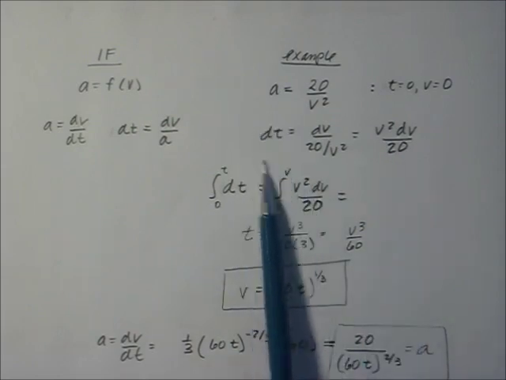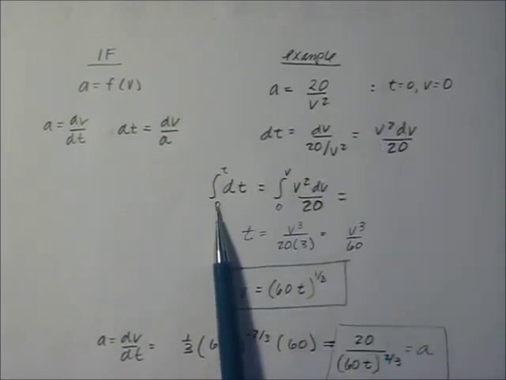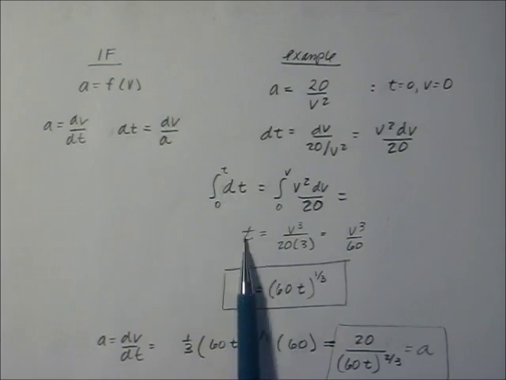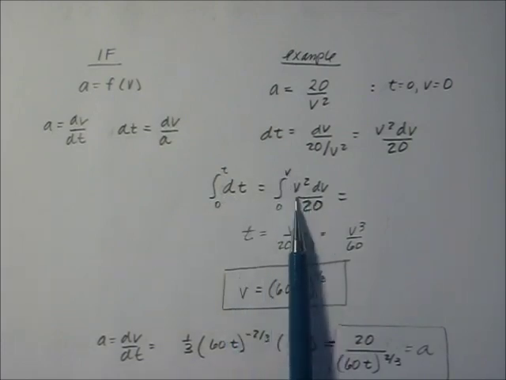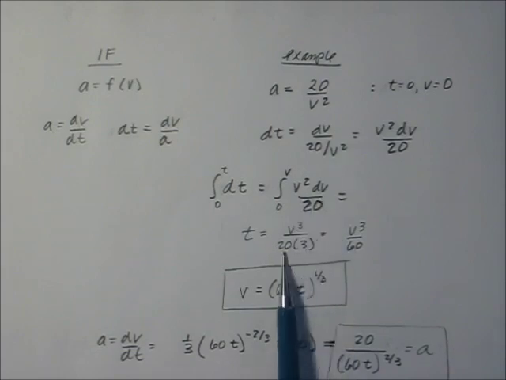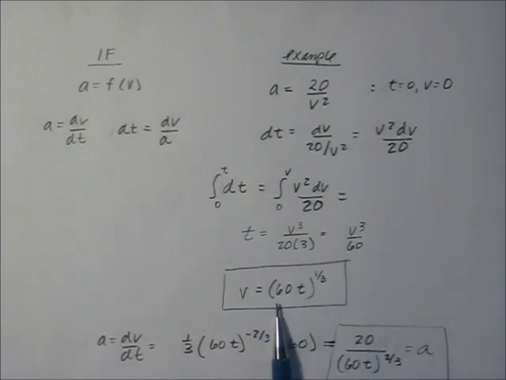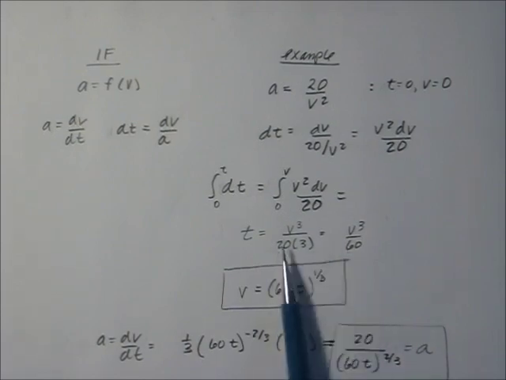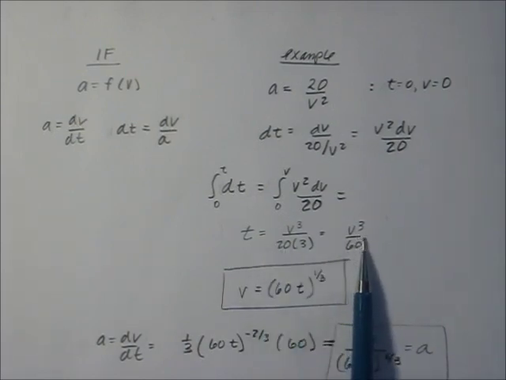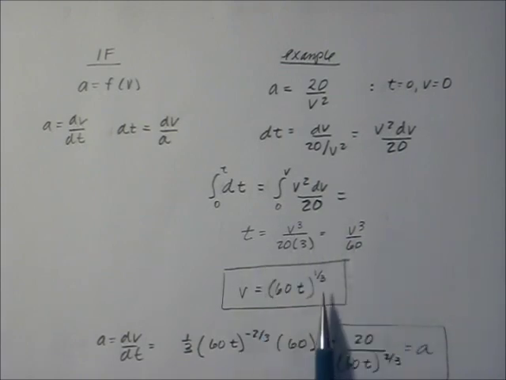Now I can integrate both sides here. This goes from 0 to t, so that's just t. This one goes from 0 to v, so that's v squared, which integrates to v cubed over 3, and the 20 is still there, so that's v cubed over 60. So I now have velocity as a function of time when I simplify that. That's kind of nice. Once I have t equal to v cubed over 60, I can bring the 60 times t over there and take the cube root, and I get velocity as a function of time.